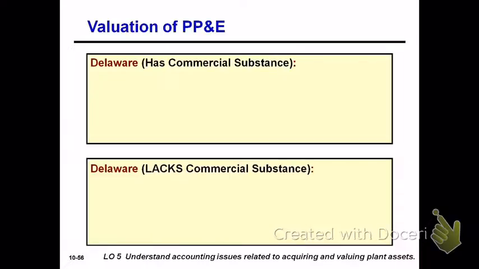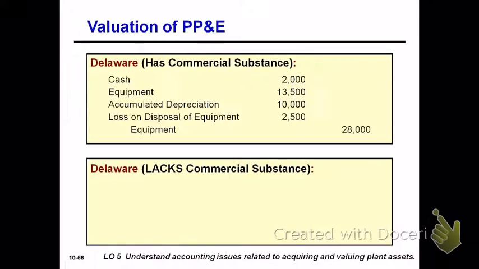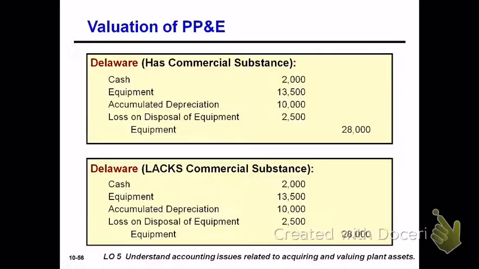If Delaware has commercial substance, they look like this. And if they don't have commercial substance, they still look the same, because in this case it was a loss, and losses are always recorded regardless of if the transaction has commercial substance or not.